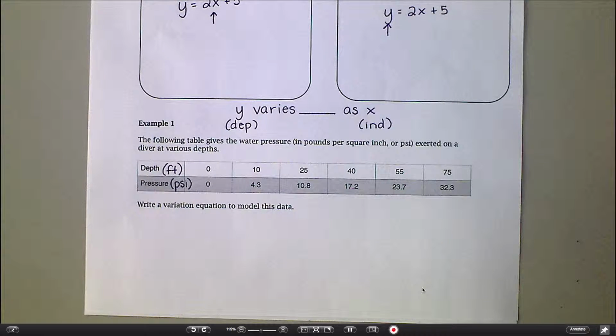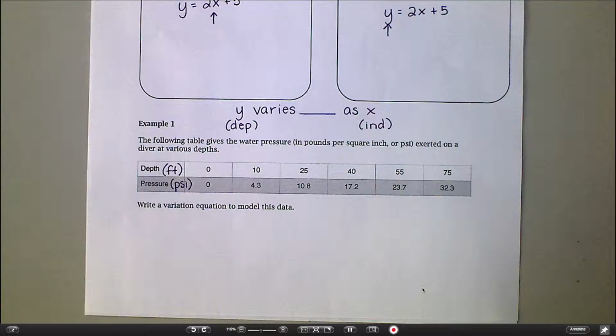Okay, so you can see that the depth is our independent variable, so that's like our x values, right? Because we're not controlling the pressure, we're controlling how deep the scuba diver is going, and then we're measuring the pressure at different depths. Okay? So it says write a variation equation. And you guys would be totally fine with this if I said to you, the pressure varies blah, blah, blah with the depth. What's missing is that sentence, right?